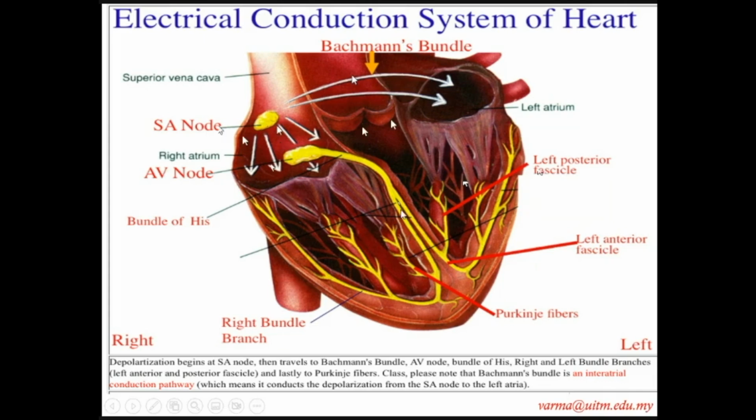Okay. So after the SA node depolarization, it goes to the AV node. There is a delay in the AV node to make sure the impulse has reached and completed the atrial systole. Then the impulse transfers through the left and right bundle branches, with the anterior and posterior fascicles. Then lastly into the Purkinje fibers, where it goes through the myocardium.